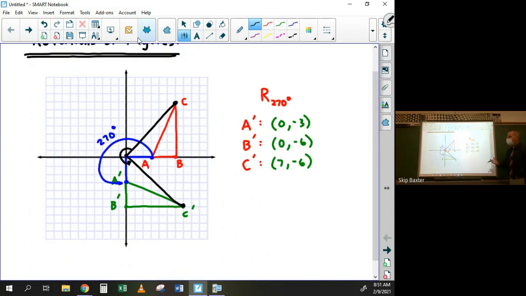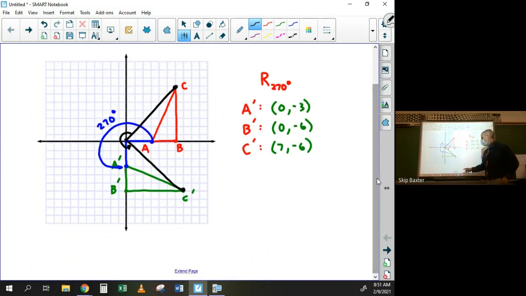Okay? So that's essentially what you're doing when you're doing a rotation, is you're taking each point and pretending there's like a stick attaching it to the origin, and you're rotating around at that radius. Okay? So the way that Delta Math has you do this seems a little strange, but if you think about what I just showed you, it kind of makes sense.